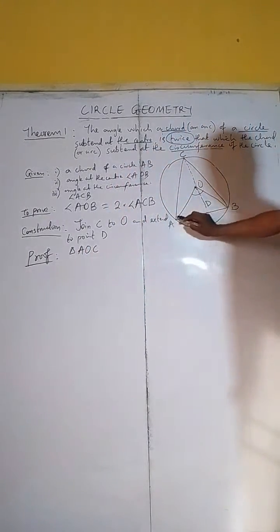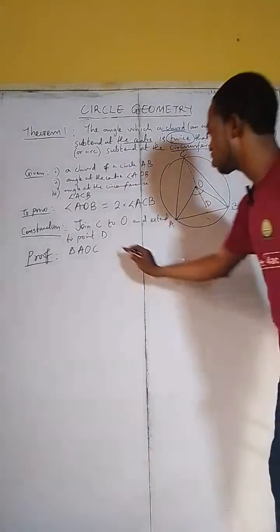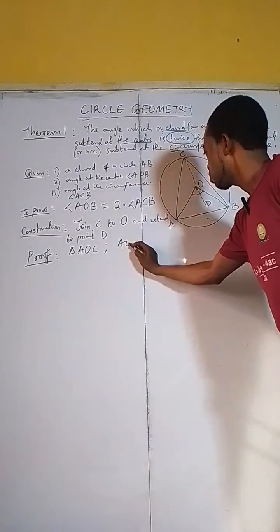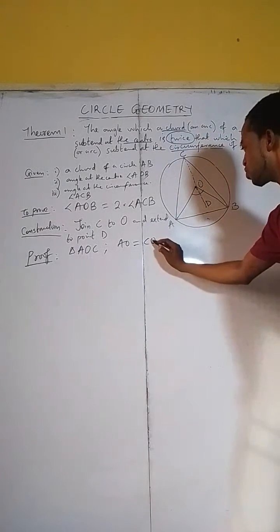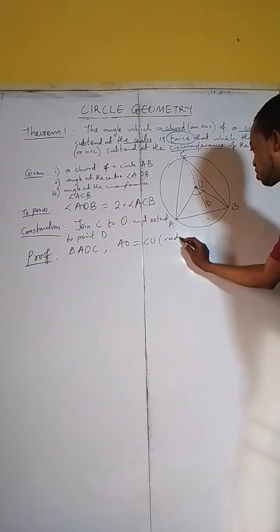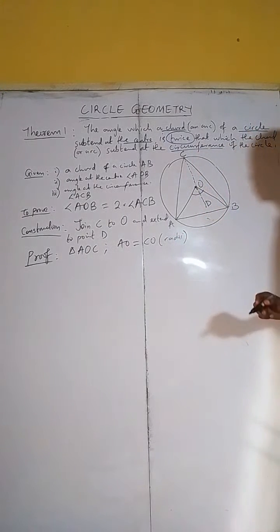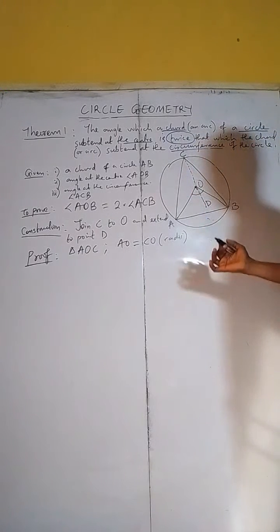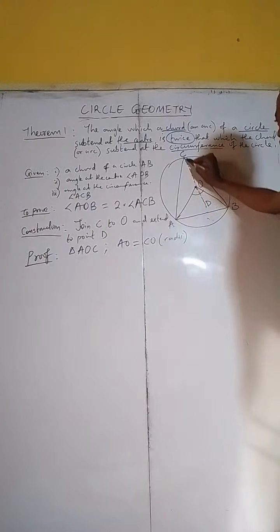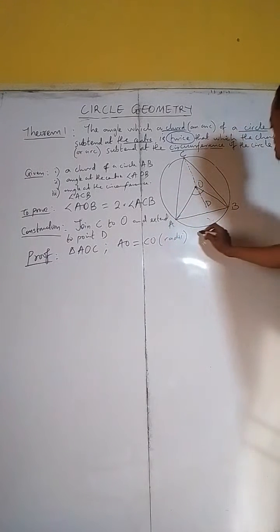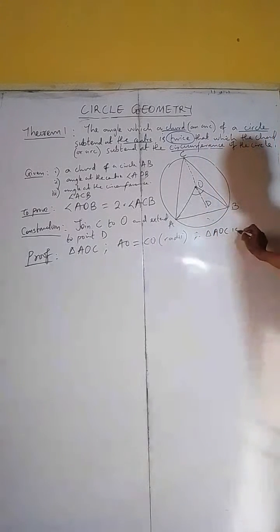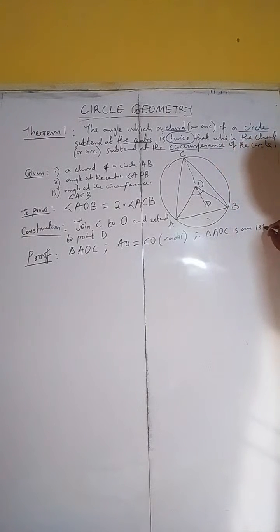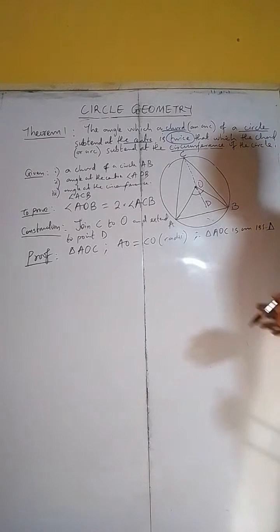Now, when we look at triangle AOC, we have line AO equals line CO. Why? Because they are radii of the same circle. Both are radii. And when we have this side being the same as this side, we have two sides equal. So here we can say that, therefore, triangle AOC is an isosceles triangle. When two sides are equal, the base angles are also equal.